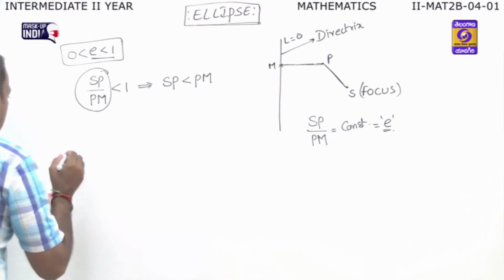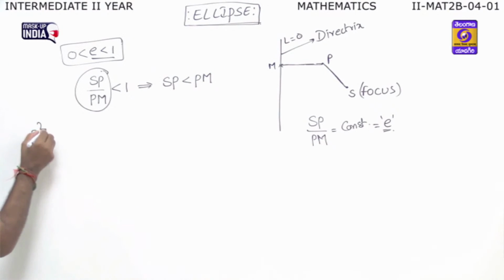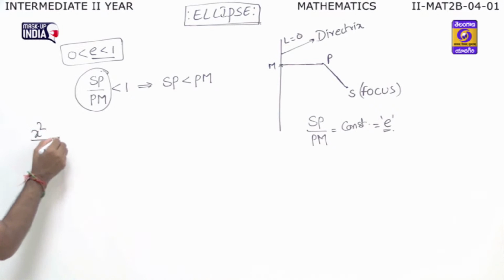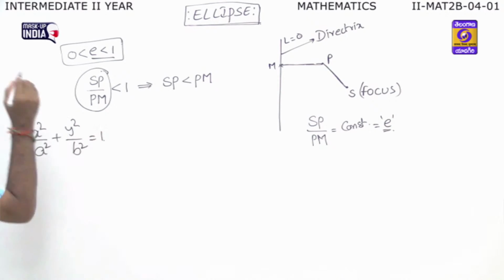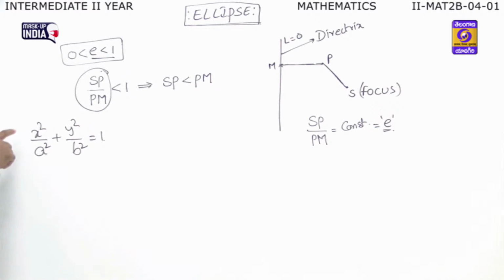Okay, the standard form of the ellipse is x square by a square plus y square by b square is equal to 1. What is the standard form of the ellipse? x square by a square plus y square by b square is equal to 1. Based on this, we have 2 cases, and let us learn those 2 cases carefully.